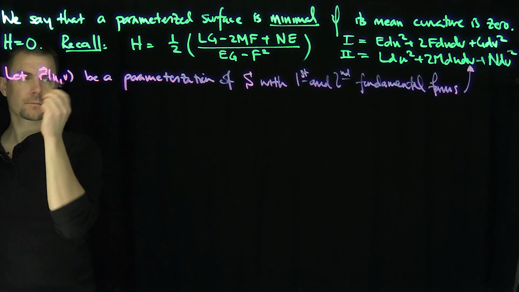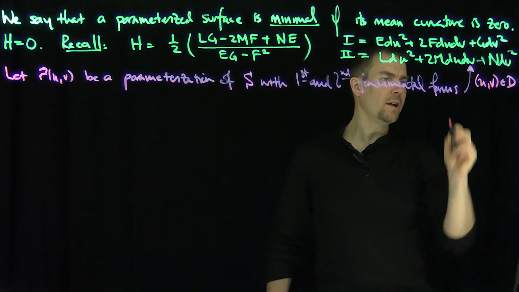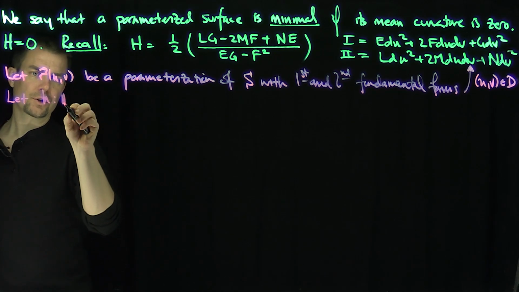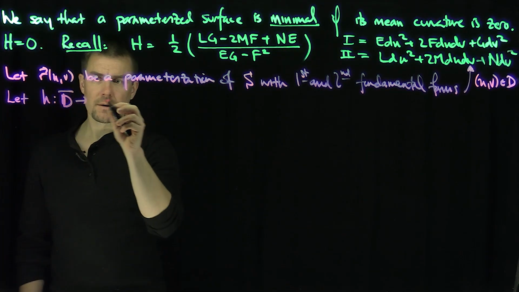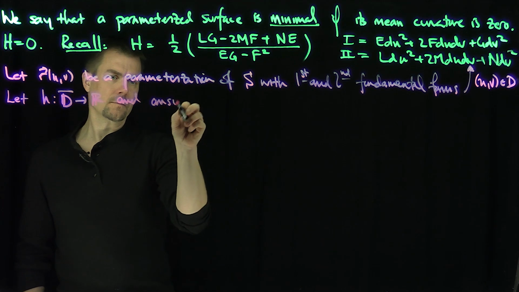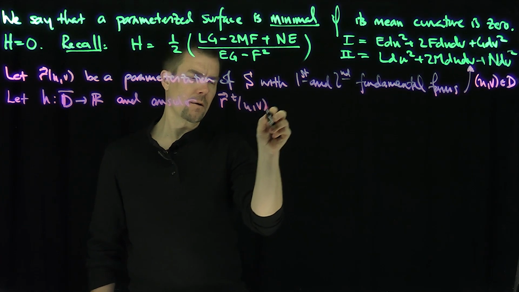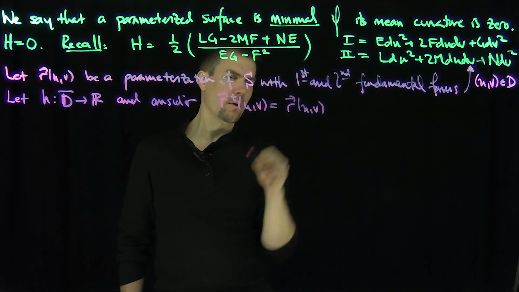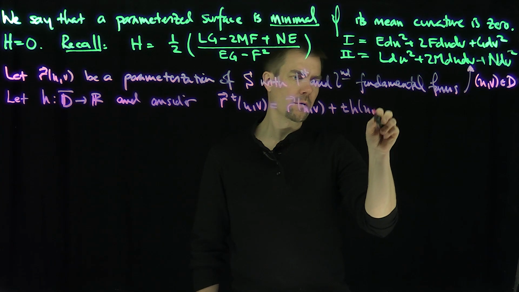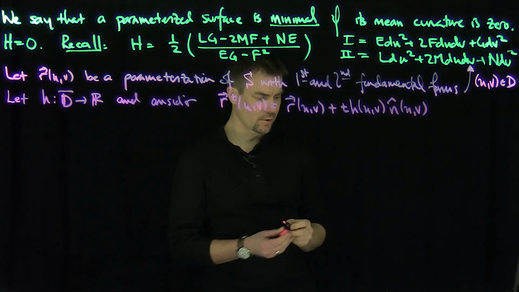And then we're going to perturb this along the normal direction, right? So both u and v are in some parameter domain D. Let h be defined on the closure of this region D, and consider a new mapping, R superscript t of u and v, which is R of u and v plus t h of u and v times n hat of u and v. So we're perturbing in the direction of the normal vector. This is a normal perturbation.